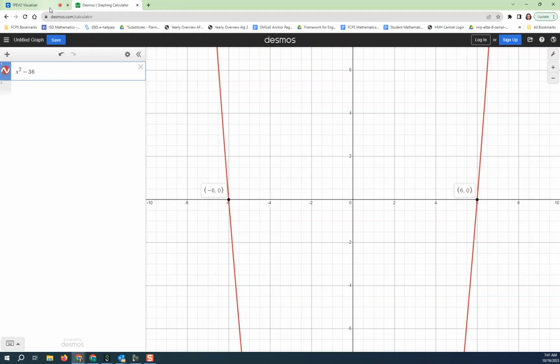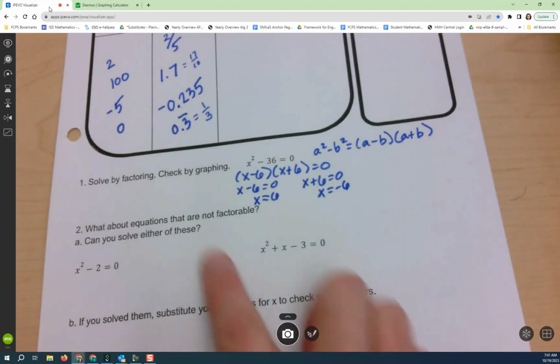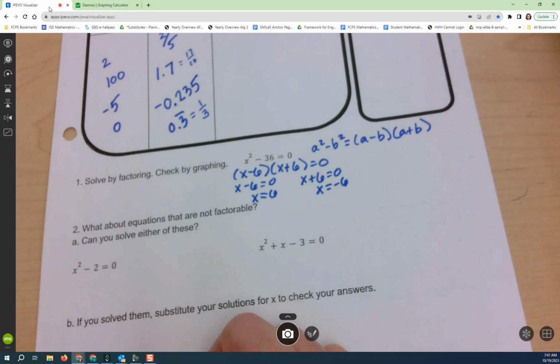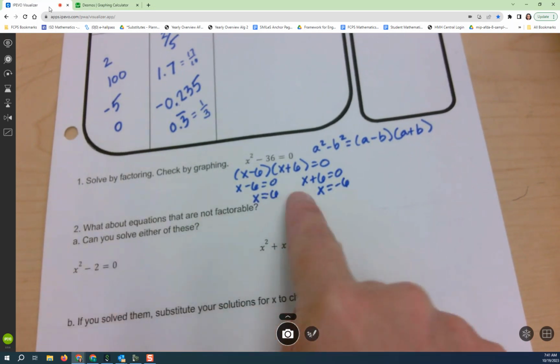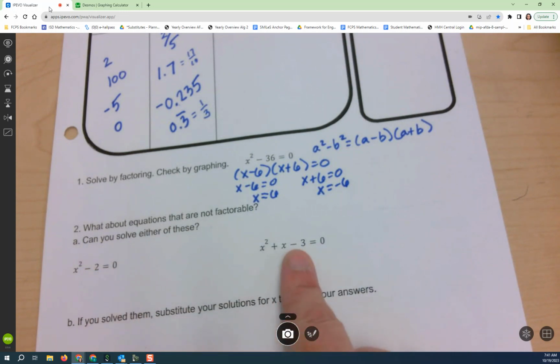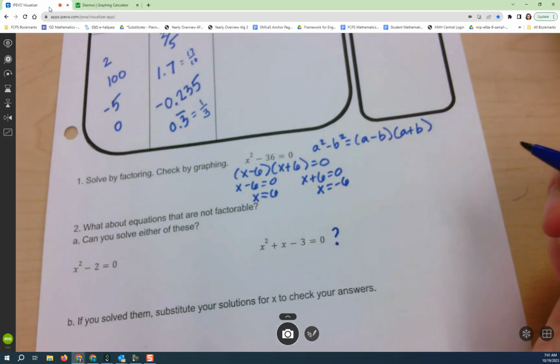Okay, going back. These equations down here are not factorable, and so we're trying to figure out if we could solve either of these. This one kind of looks like difference of squares, but the 2 is not a square. For this one, we would be looking for numbers that multiply to -3 and add to 1. And there aren't any numbers that multiply to -3 and add to 1. So for this one, we're still going to have to be on the fence. There is a way to solve it, but we haven't learned it yet.